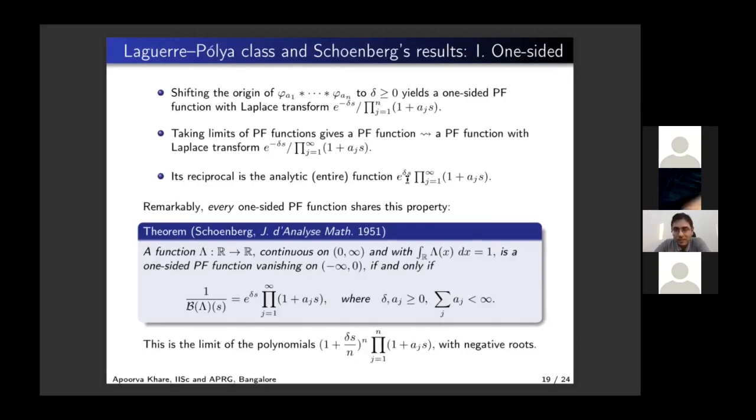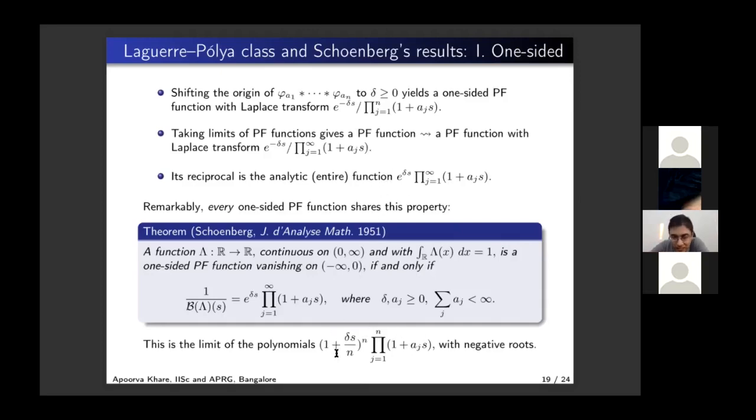And notice that 1 plus a_j times s, this infinite product, is the limit of the partial products, these finite products. E raised to delta times s itself is also the limit of these polynomials, 1 plus delta s over n to the n. And this is really, maybe one teaches this in freshman calculus, but when I saw this paper, I sort of realized for the first time the significance of this limit that you teach calculus students.